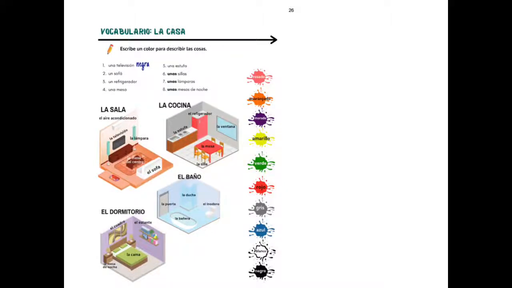We're going to start to talk about the things around us in our house. So it's important that we go over some vocabulary first. First, let's start with the rooms in the house. We have la sala, la cocina, that has an S sound, el dormitorio, and el baño.